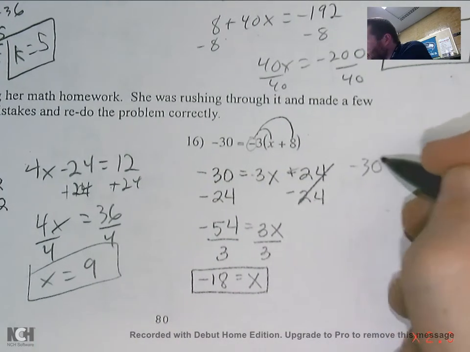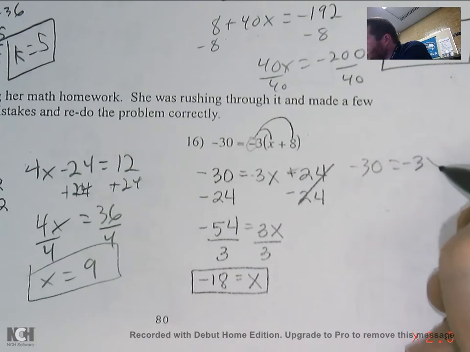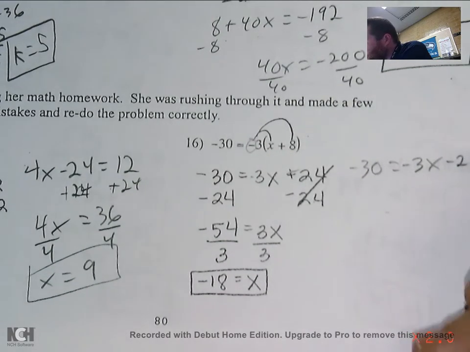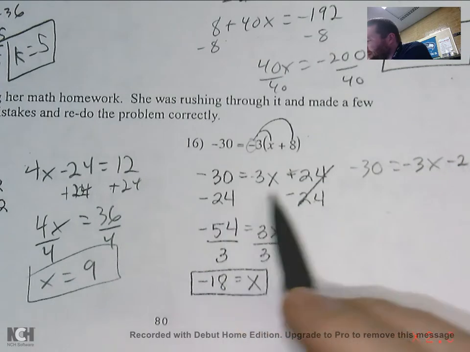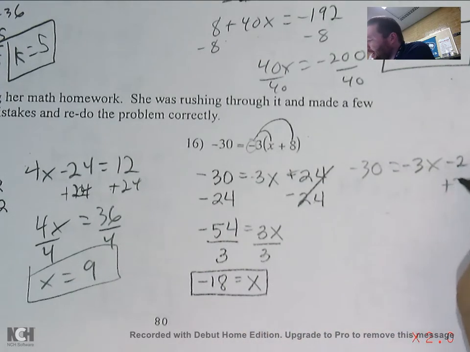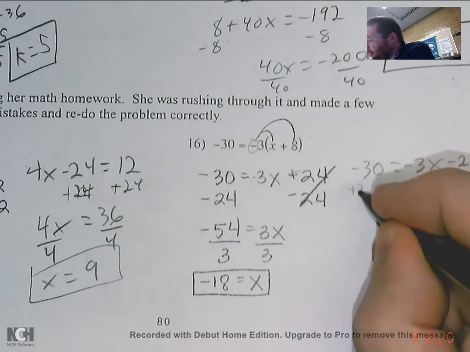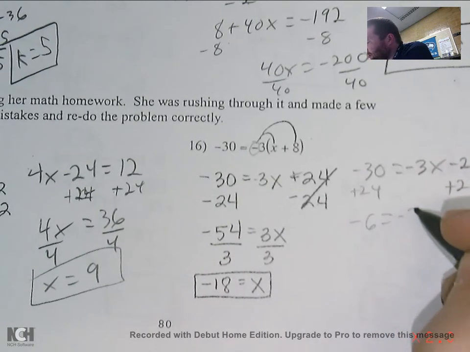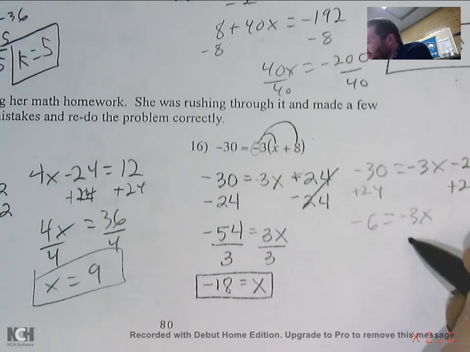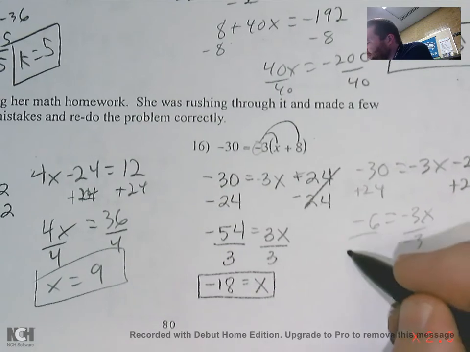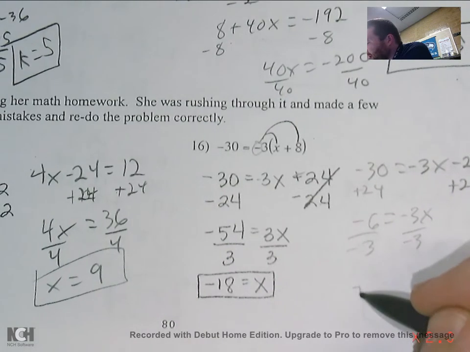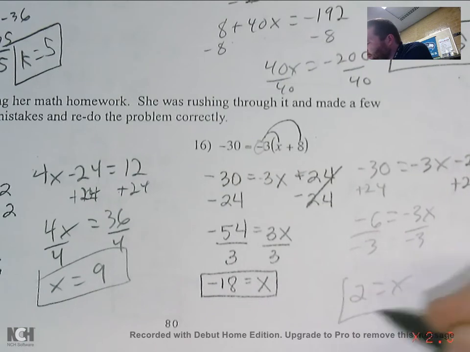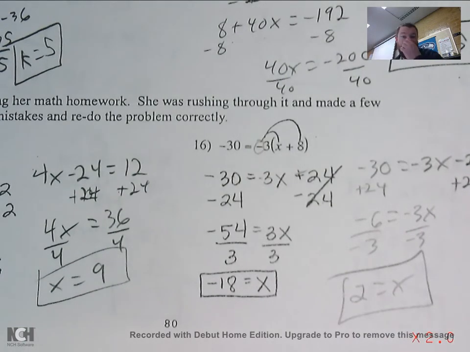You would get negative 30 equals negative 3x minus 24. Then instead of subtracting 24 from each side, you would have to add 24 to each side, which would give you negative 6 is equal to negative 3x. And then you would divide by negative 3, and you get a positive 2 for your answer. So a very different number. Make sure you're watching those errors.